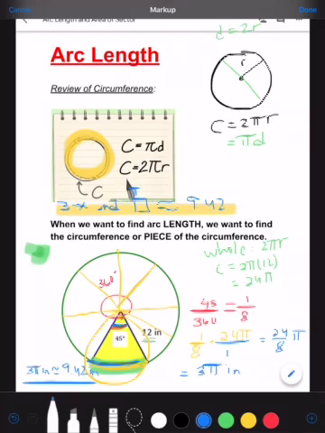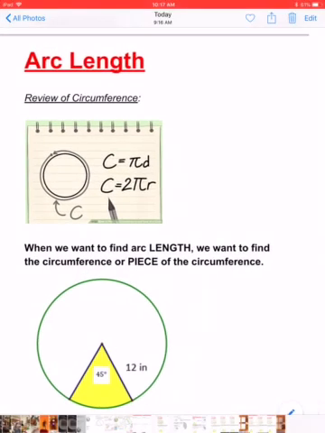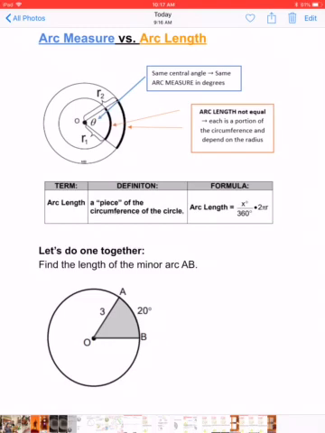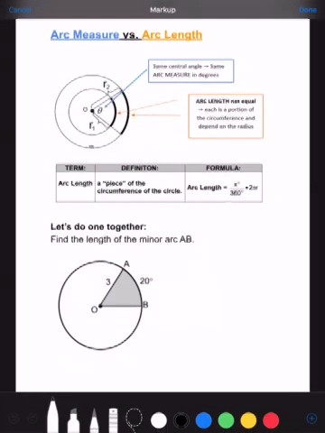So when we start talking about our formula, which is on my next slide, we see that the formula is coming from what we were talking about. It is a piece of the whole thing. Okay, so this is the formula. It is a piece of the whole circumference.